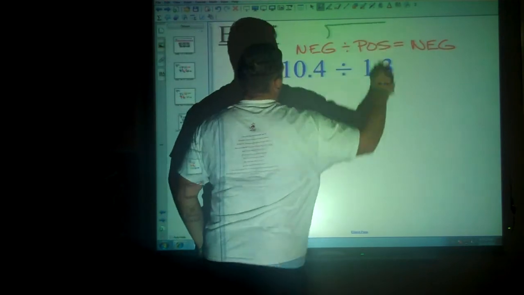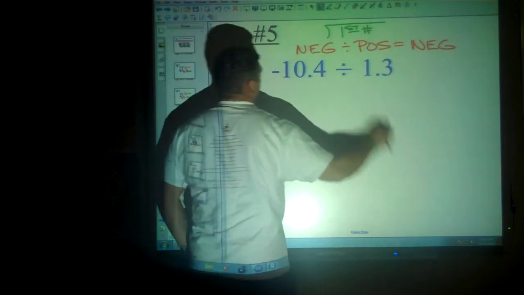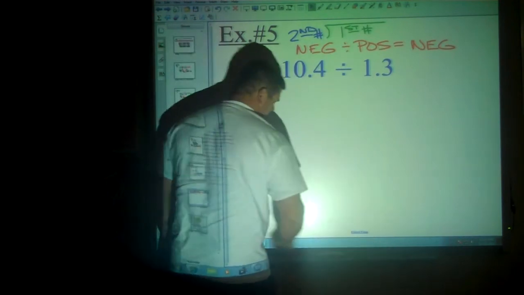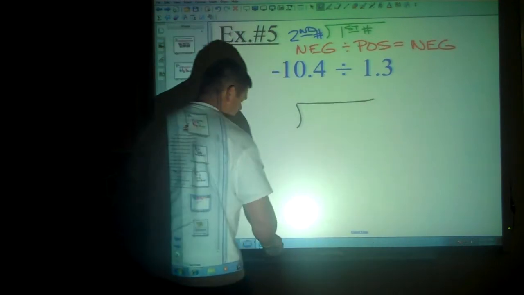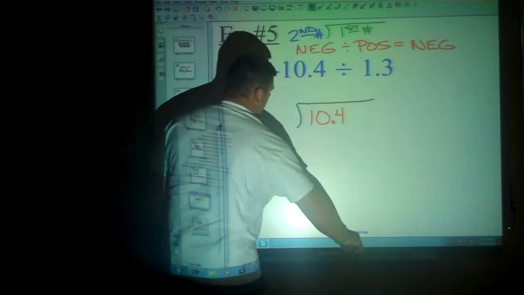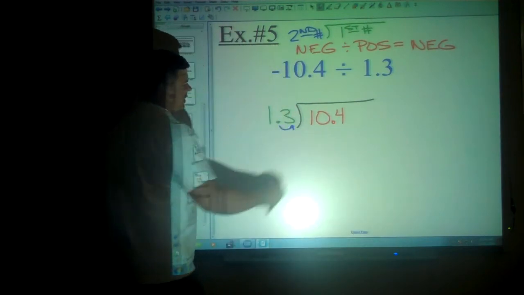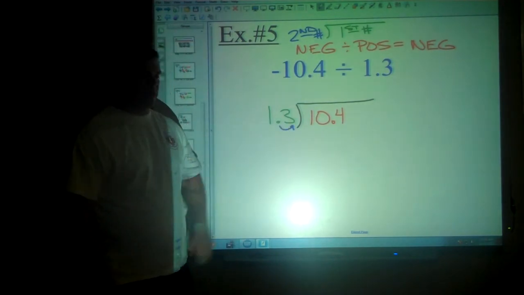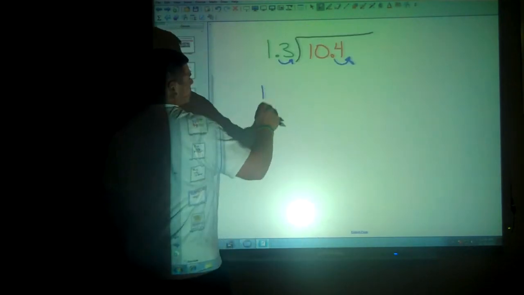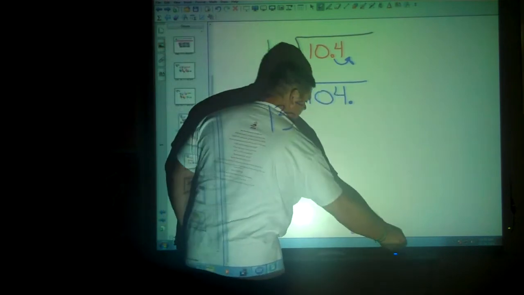One other piece of information: if you do division with longhand, the first number goes in the box, and the second number always goes outside the box. So if we were to set that problem up, here's my box, and I would put inside the box the 10.4, and I would put outside the box the 1.3. Now what you do is you move the decimal over one place to make this a whole number, but if you move the decimal on the outside one place, you must move it on the inside one place as well. So we're actually dealing with 13 going into 104 with the decimal there.